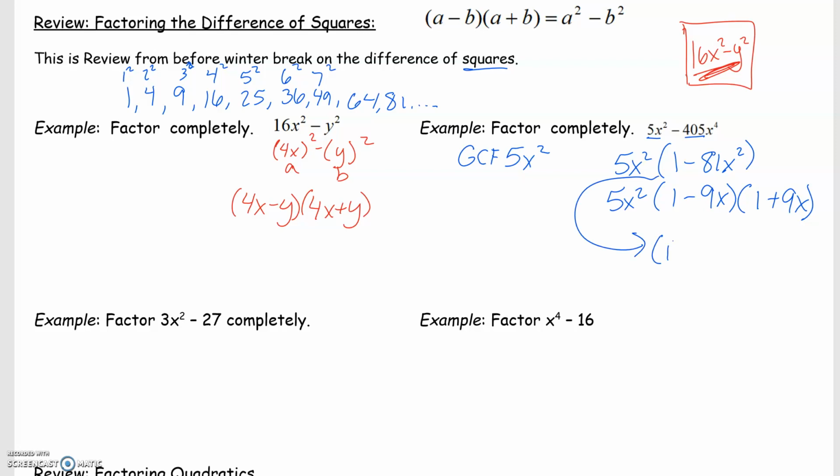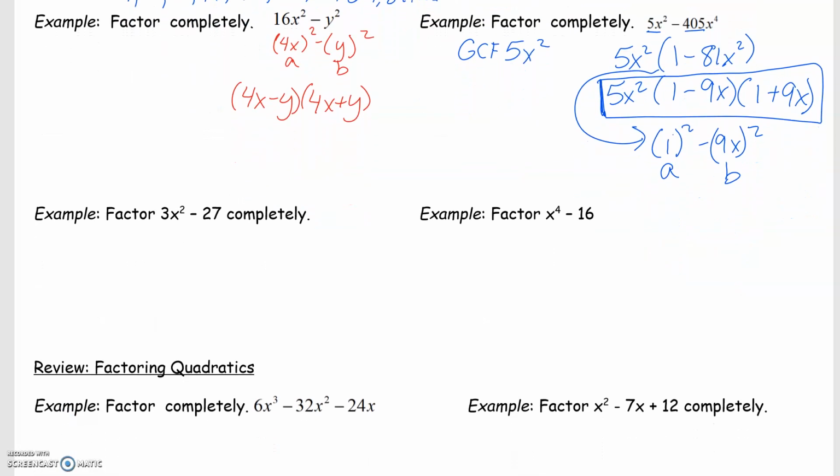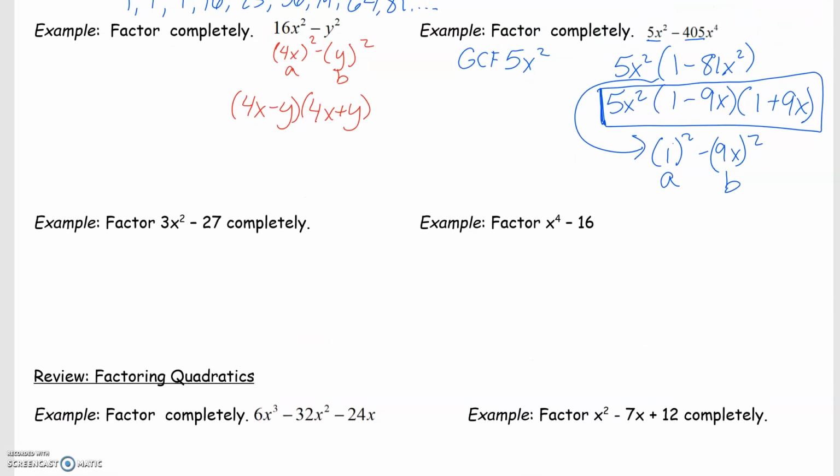So it'd just be 1 squared minus 9x squared, and that would be a and b, and then we could use our formula up here as far as a minus b times a plus b, and that would give us our overall formula, our overall completing the square. Okay, all right, last step is to take a look inside to see if there's anything else to factor out. In this case, 1 and 9, there's nothing to factor out other than 1.